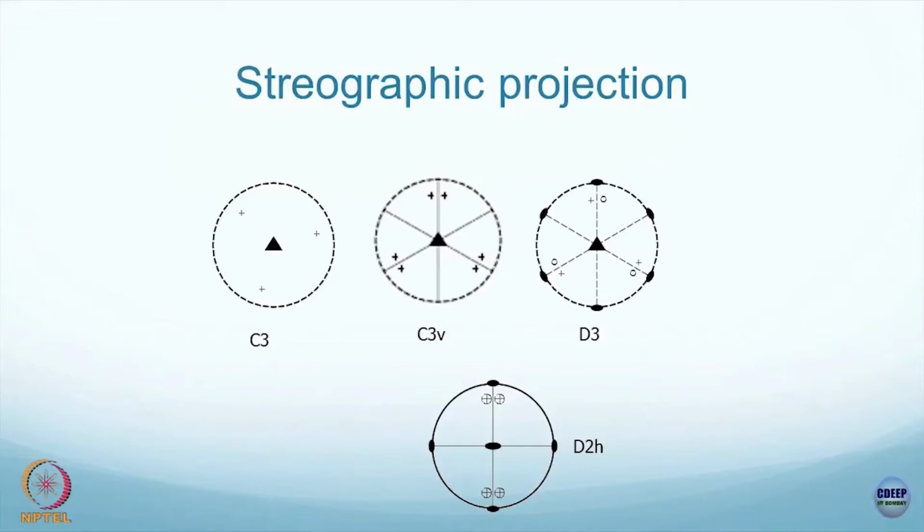And also in the picture, whenever you have a sigma h plane, they replace the dotted outside circle by a solid circle.